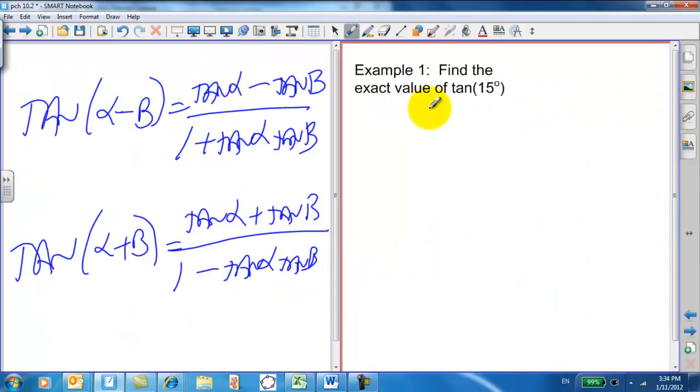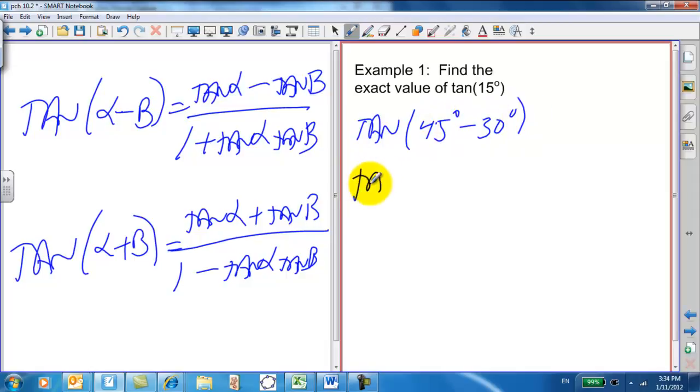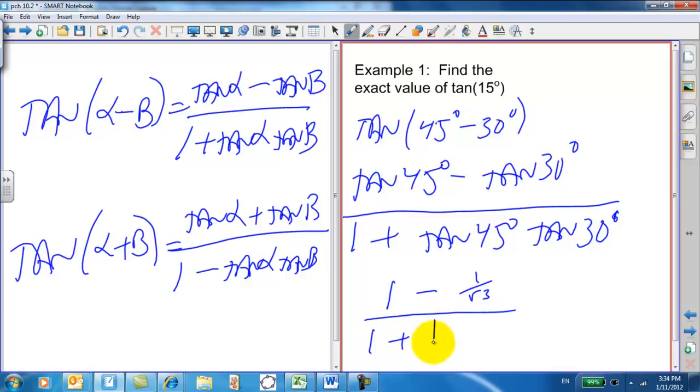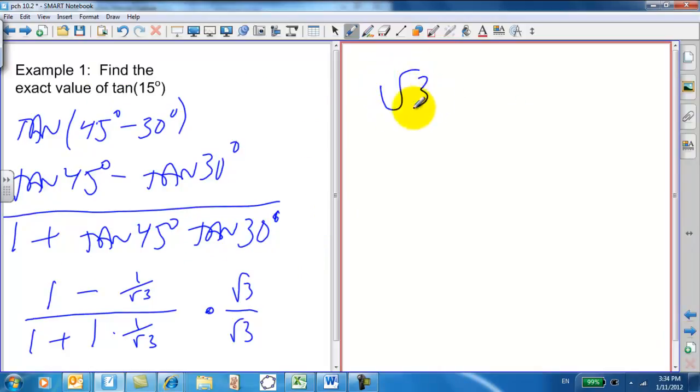Okay, so let's try this in finding the exact value for tangent of 15. Well, we can look at it as the tangent of 45 degrees minus 30 degrees. So we get the tan of 45 degrees minus the tan of 30 all over 1 plus tan 45 tan 30. And you should know all these special values for the tangent. Tan of 45 is 1. Tan of 30, that's the shallow one, so that's 1 over root 3, over 1 times root 3. So I'm going to multiply top and bottom by the square root of 3. And that gives me square root of 3 minus 1 all over square root of 3 plus 1.